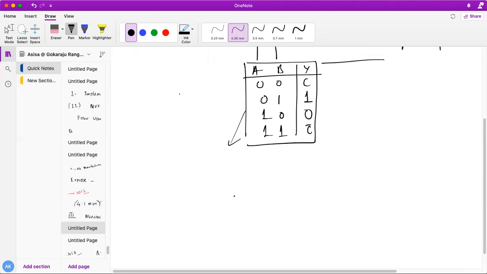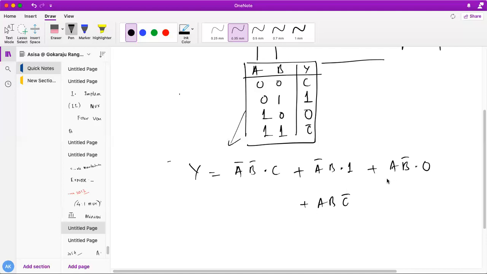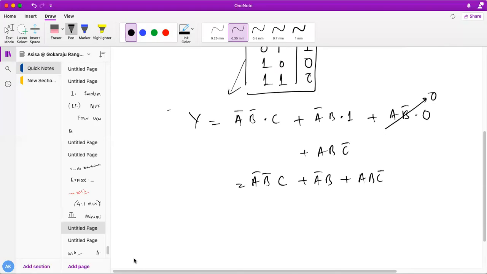I have already told you how to get a logical expression from the truth table. Y is nothing else but A bar, B bar and C, or A bar, B and 1, or A, B bar and 0, or A, B and C bar. So A, B, anything ANDed with 0 is 0. So this final equation is A bar B bar C, plus A bar B, plus A B C bar. Okay. Now this is actually a normal SOP.